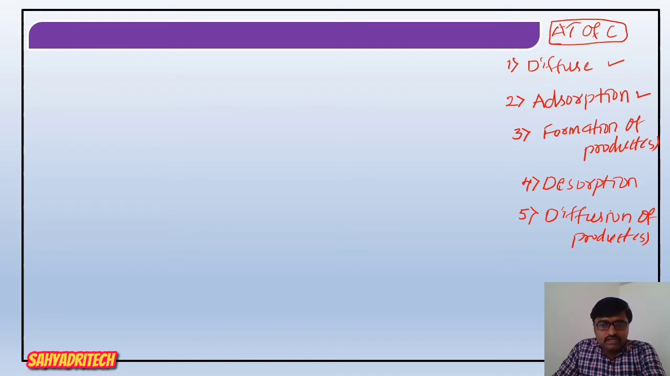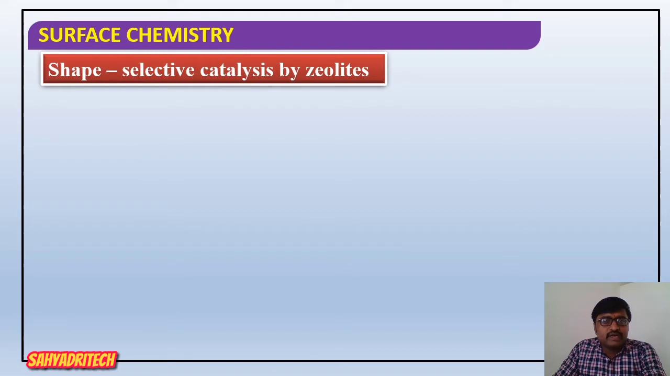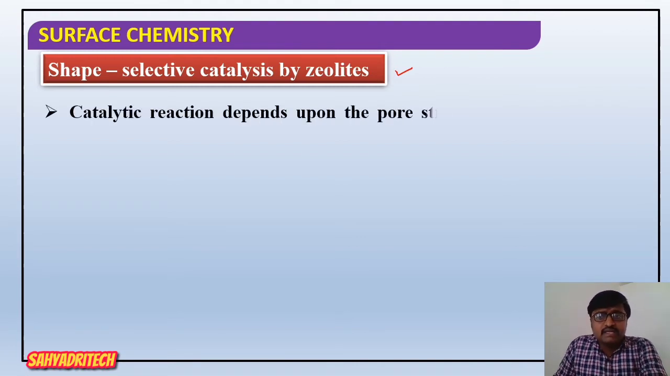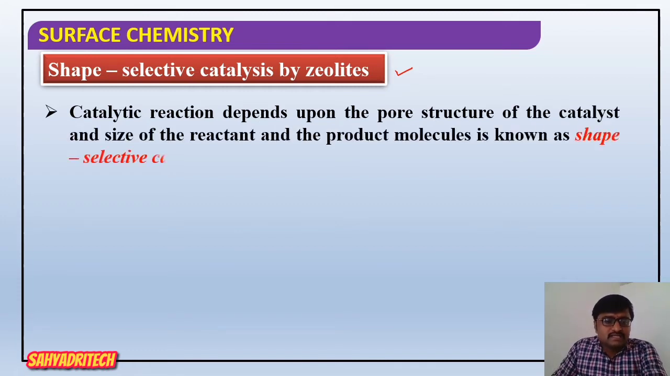Well, now in this session I am going to consider one more type of catalysis, that is called shape selective catalysis, now shape selective catalysis by zeolites. What is this shape selective catalysis? First we understand the meaning of shape selective catalysis. It is a type of catalytic reaction.